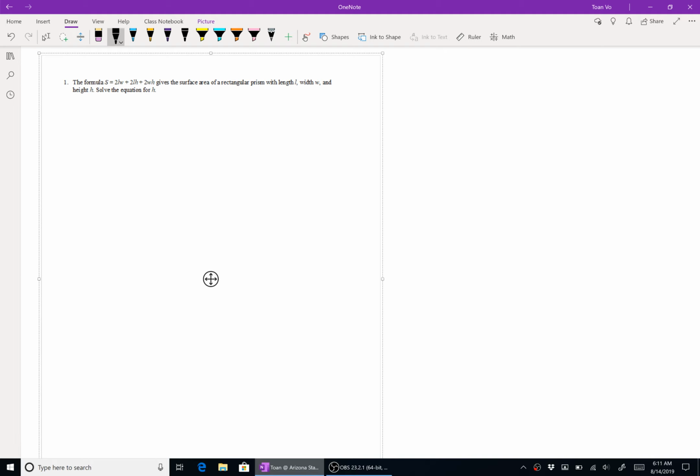So this one, I think I curved out of the test, but let's go ahead and talk about it anyway. The idea for solving for a variable is to, well, get the variable by itself.